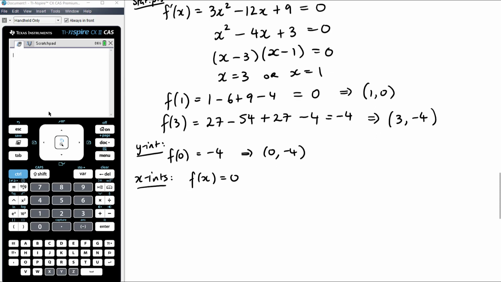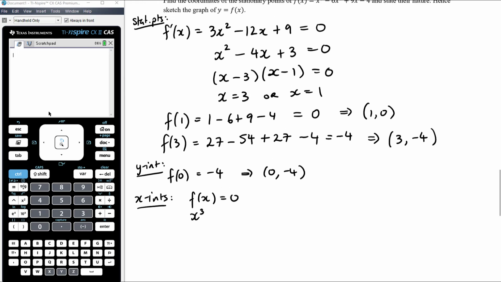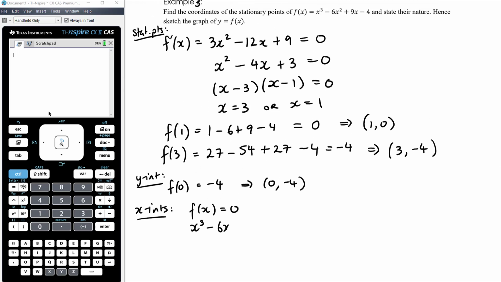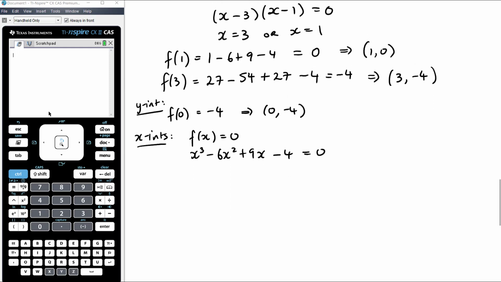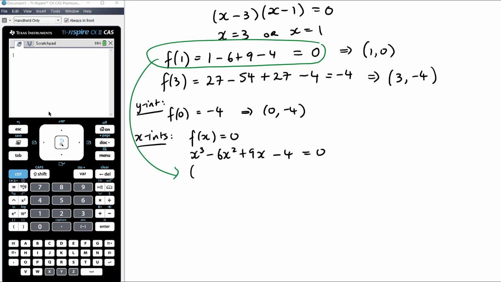which means we need x cubed, sorry, let me just scroll so I can see it, minus 6x squared plus 9x minus 4 equal to 0. Okay, so we're solving a cubic. So the first thing we need to do is identify a factor, and actually unknowingly, we've already identified a factor up here. We know that f of 1 is equal to 0, and so we know therefore that x minus 1 is a factor. So we're going to divide x minus 1 into the cubic to find the other factors.